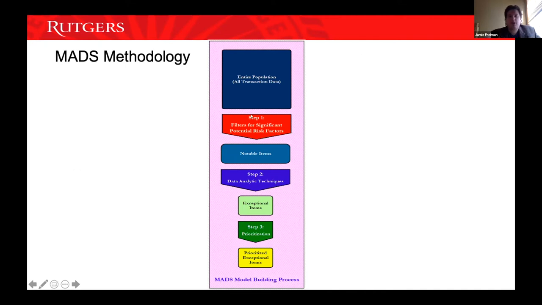Basically, of the whole population, you're going to filter it down based on whatever risk factors you find. That leaves you with a population of notable items. Notable items are any items that have failed at least one filter, right? So you already know at this point which items are clean, so to speak. You can then apply some additional techniques. You could do clustering. There are all different techniques that are used in different papers. We just apply an additional materiality filter for those that we think are more important. And you end up with your final list of exceptional items, which you prioritize based on the weights, and you select the final sample based on it.